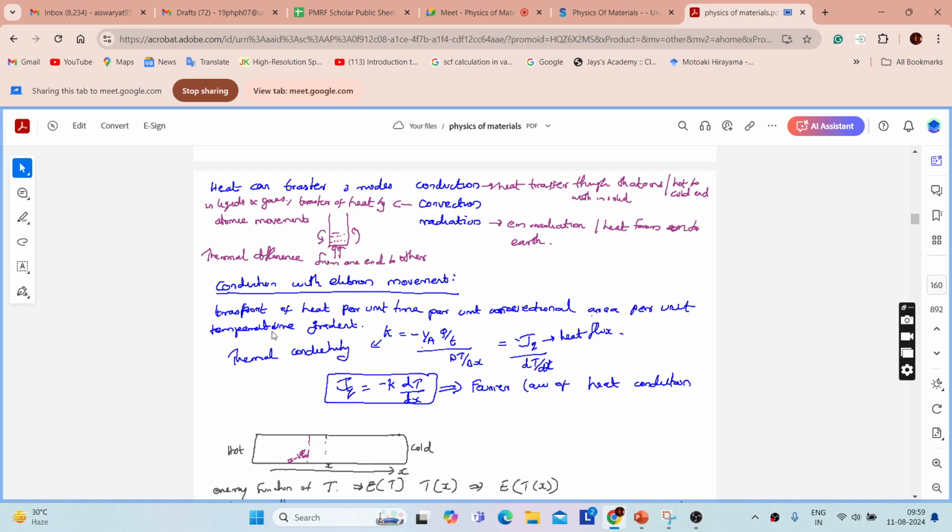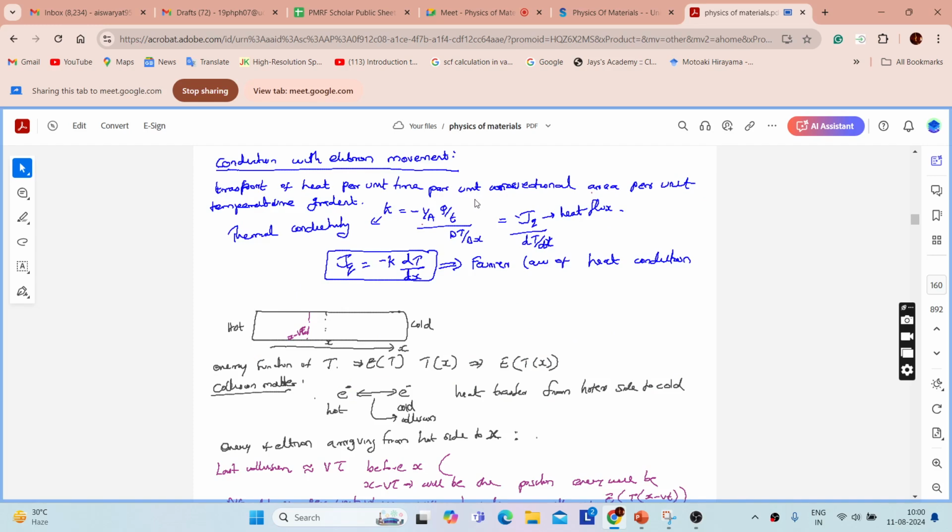Okay, now the conduction we are concerned with is thermal conductivity, which is the conduction by electron movement. So what is thermal conductivity? Transport of heat per unit time, per unit cross-sectional area and per unit temperature gradient. So we can write it as minus 1 by A, Q by t divided by delta T by delta x. So that will be Jq divided by dT by dx. Jq is nothing but the heat flux. From the heat flux Jq we can write it as minus k dT by dx, and that is called the Fourier law of heat conduction.